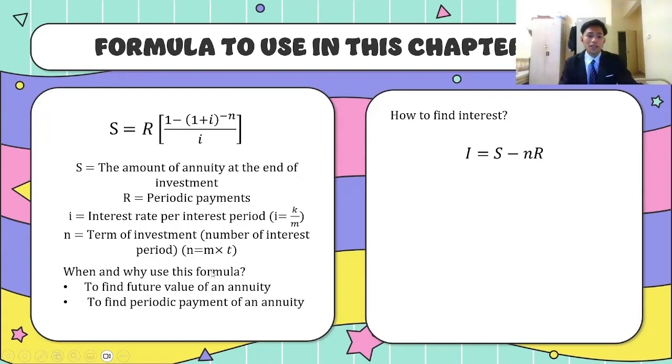When and why use this formula? This formula is to find the future value of an annuity and to find the periodic payment of an annuity. How to find interest? We use this formula, that is I equals S minus N multiplied by R.